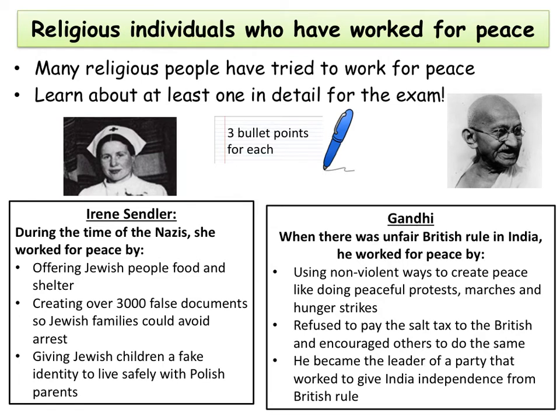The first is Irena Sendler. During the time of the Nazis, she worked for peace by offering Jewish people food and shelter, the Jewish people persecuted in Nazi Germany and other Nazi-occupied areas. She created over 3,000 false documents so that Jewish families could avoid arrest. And she gave Jewish children a fake identity to live safely with Polish parents. By doing these things, she saved a huge number of lives.